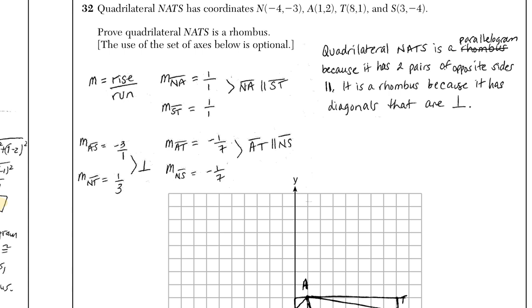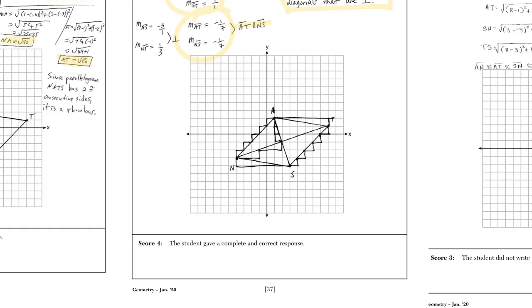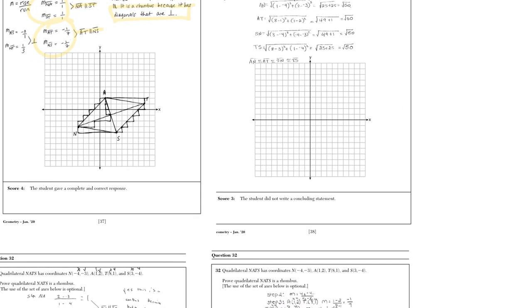This student also earned a full 4 points, and they did something similar. They were able to identify that the sides were parallel because opposite sides have the same slope. And then it says that it's a rhombus because the diagonals are congruent. So they involved another property of the rhombus, and this is great. All right, so those earned full credit.